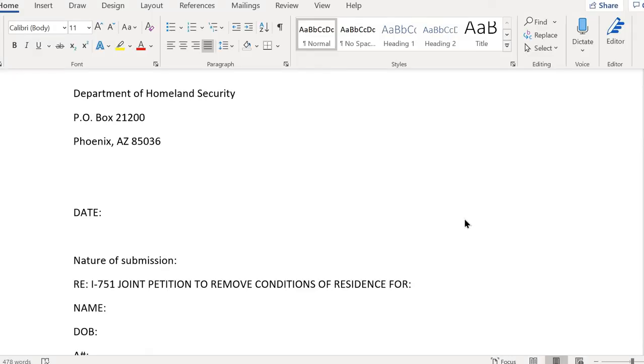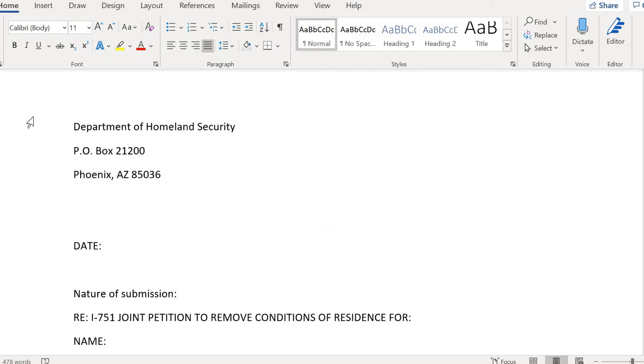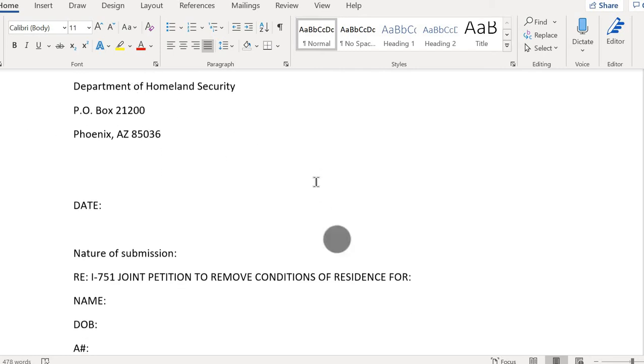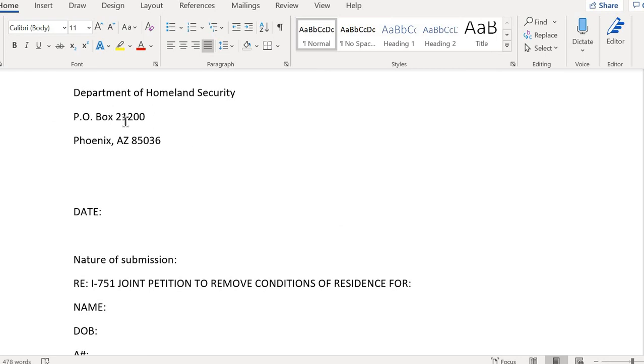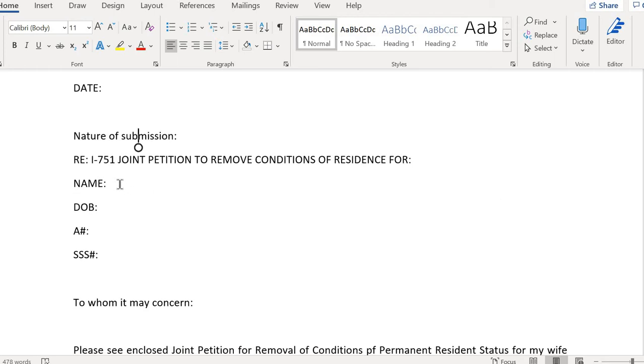Alright, so now here is an example of a cover letter for your form I-751, or your application petition for removal of conditions for your permanent residency. At the top, you'll write down the address of the Department of Homeland Security. Then you'll type in the date. Then the nature of submission is I-751 joint petition to remove conditions of residence for, and then you'll put your name here.